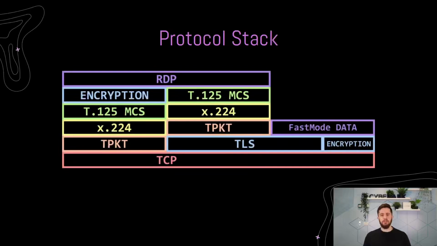It relies on several layers of different protocols and standards to be able to function. It usually runs over TCP, as you can see here, although UDP can also be an option for it. And RDP also uses TPKT, X.224, and T.125 MCS for data encapsulation.